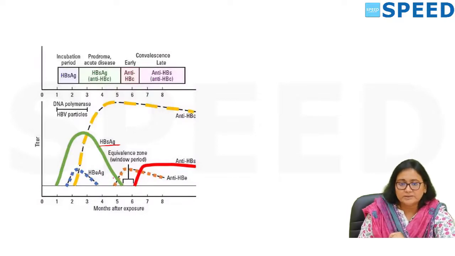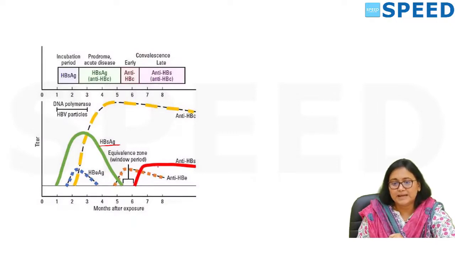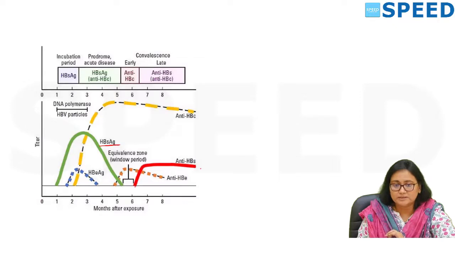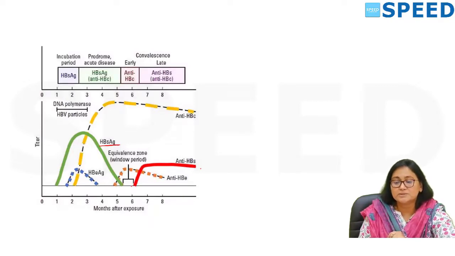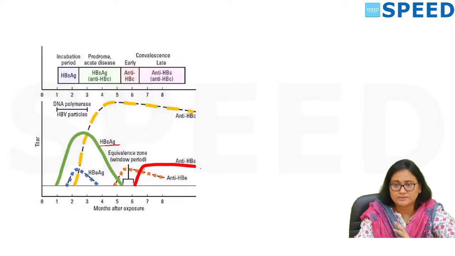And after that you get a window period over here, okay. Then your anti-HBs comes, around 6 months your anti-HBs will rise, and anti-HBe rises around 5 months. So that period here is a window period where your antigen has disappeared and your antibody has not appeared. So that window period in hepatitis B you see in 5 to 6 months. So this graph will show you which marker rises and when they fall, that you can see through this graph.